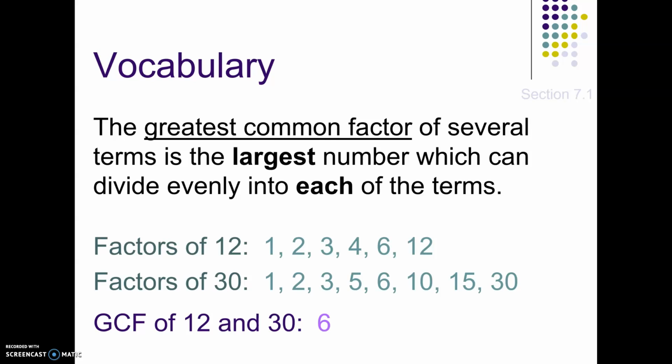But once you have your lists of factors, you can compare them side by side to see what they share in common. What factors show up on both lists at the same time? In this particular example, I see that both lists share a 1, a 2, a 3, and a 6 in common. Among all those common factors, the largest number that I'm seeing is 6. And so we would call 6 the greatest common factor, or the GCF, of 12 and 30.